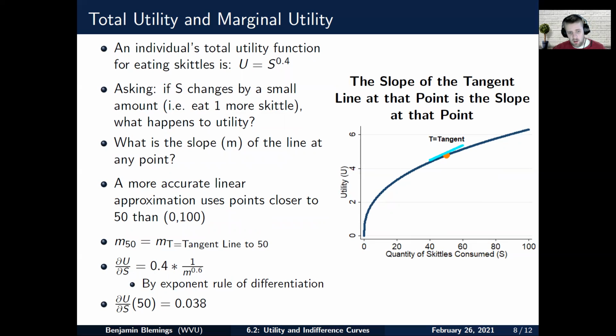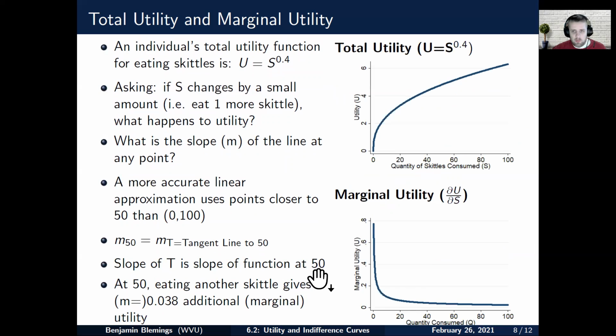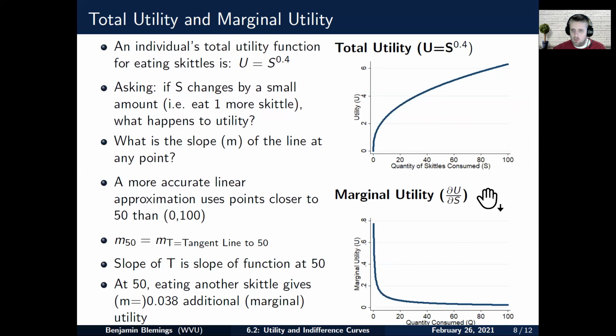And the slope we see of the tangent line or the function at 50 is 0.038. And so we can interpret that as eating the 50th Skittle gives us an additional 0.038 utility. 0.038 marginal utility. And I can actually graph out this function that I showed you, du/ds equals 0.4 times 1 over s to the 0.6, and it looks like this.